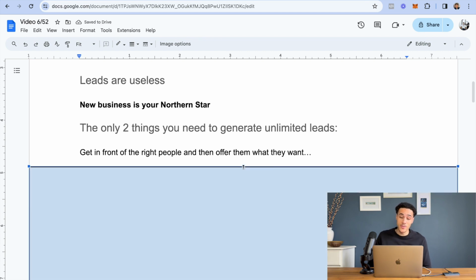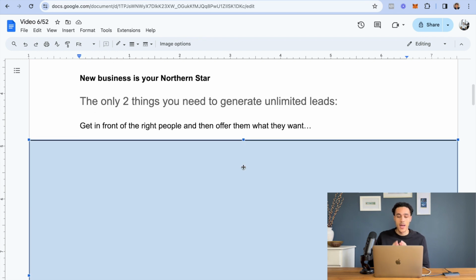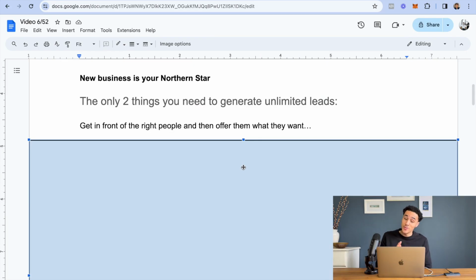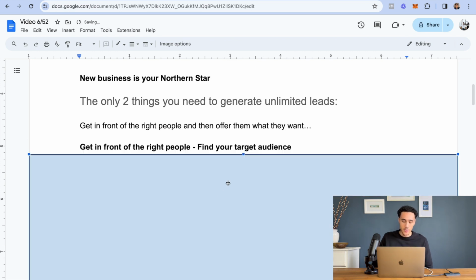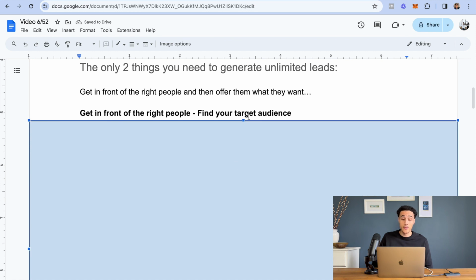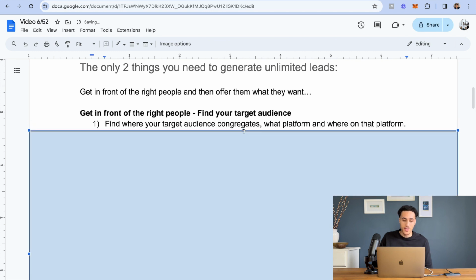The two things that you have to do to generate an unlimited amount of leads is get in front of the right people and then offer them what they want. I'm going to say it again. The only two things that you need to generate an unlimited amount of leads is to get in front of the right people and then offer them what they want. I'm going to break that down. Okay? So, getting in front of the right people means to find your target audience. Okay? So all you have to do is find your target audience.